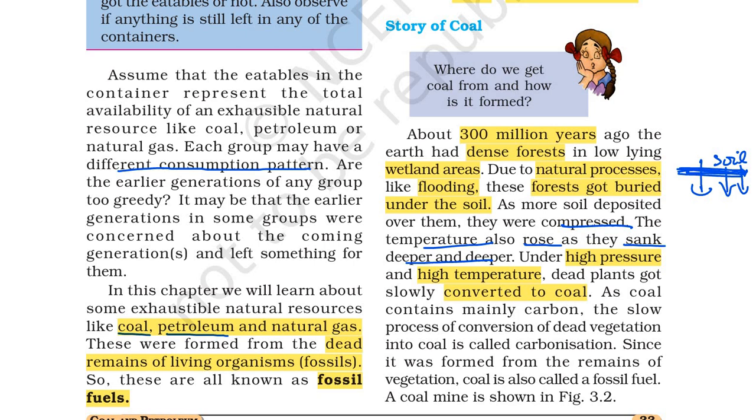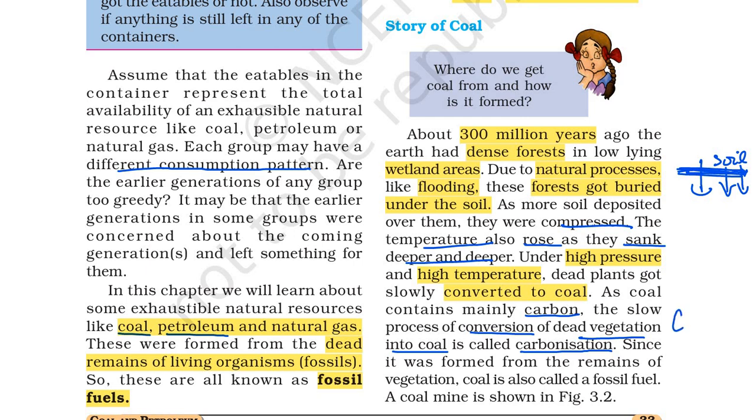The dead remains of the plants and we can say the animals as well, the temperature would be rising, pressure would be increasing, and all these things would be responsible for converting dead plants into coal. And as we know that coal contains mainly carbon, the slow process of conversion of dead vegetation into coal is called carbonization.